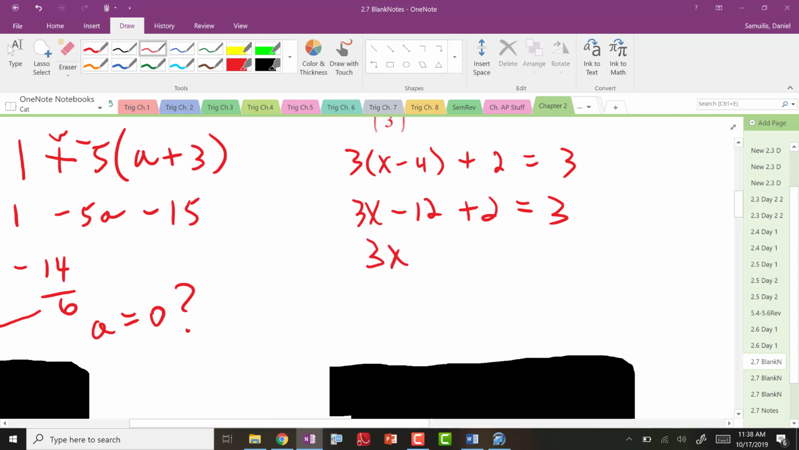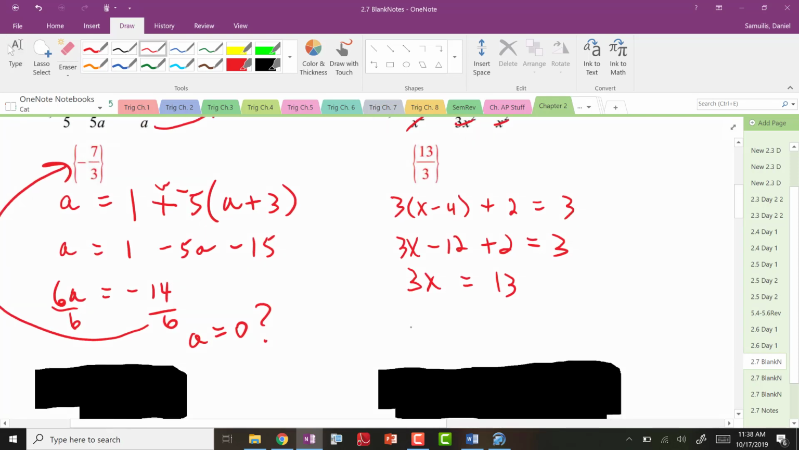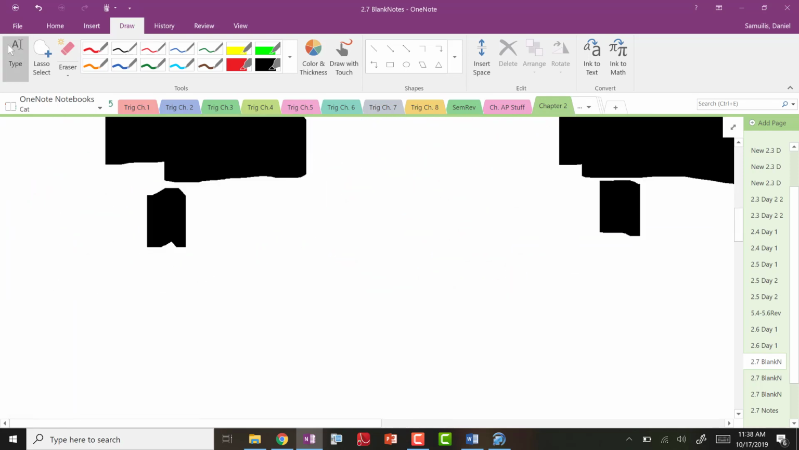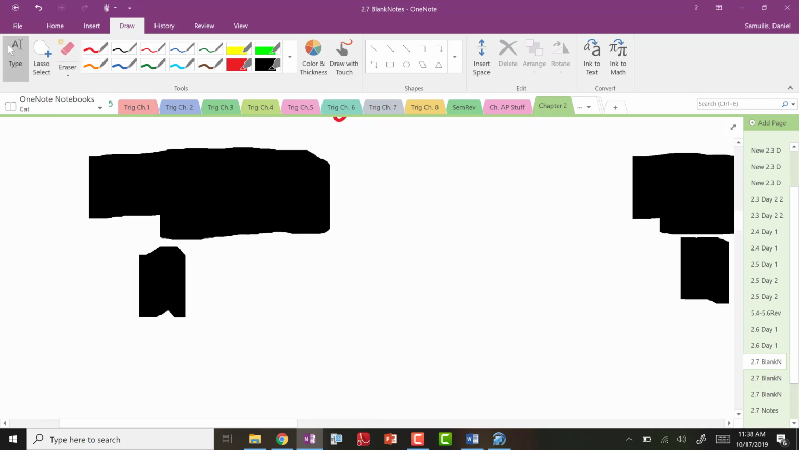All right, I'm going to do this fast. Minus 12 plus 2 is minus 10. Then I add 10 to both sides because it was negative 10, and that's 13. Then, of course, I divide by 3. You can see how that results. All right. Oh, I'm sure we're going to get locked up again, but here's the next contest.